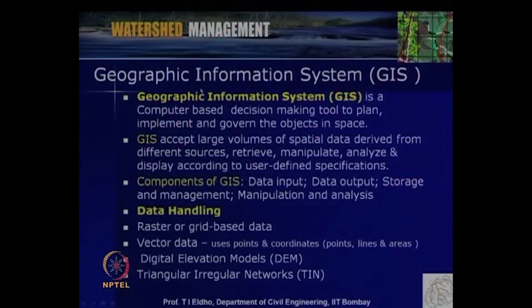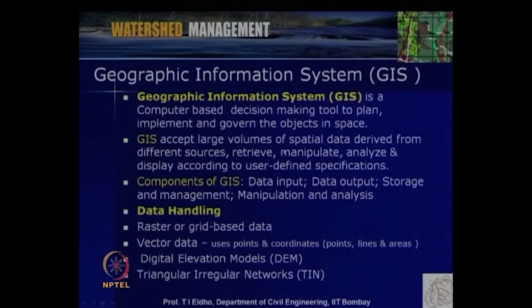GIS, or geographic information system, is a computer based decision making tool to plan, implement and govern the objects in space. We can see that there is a lot of variation taking place, and a lot of data we have to deal with as far as a watershed is concerned, since a watershed is an area of large size. We have to deal with different types of data. That way GIS is a very useful tool. It is a decision making tool to plan, implement and govern various objects in a spatial format.